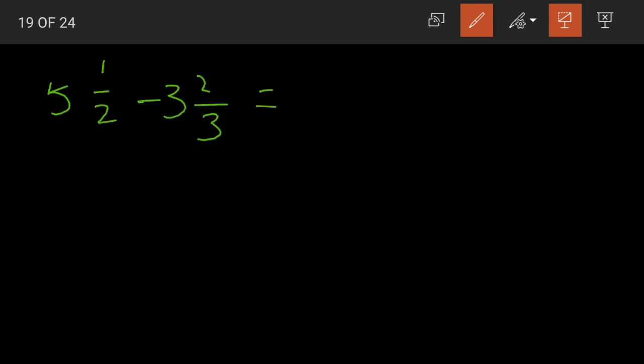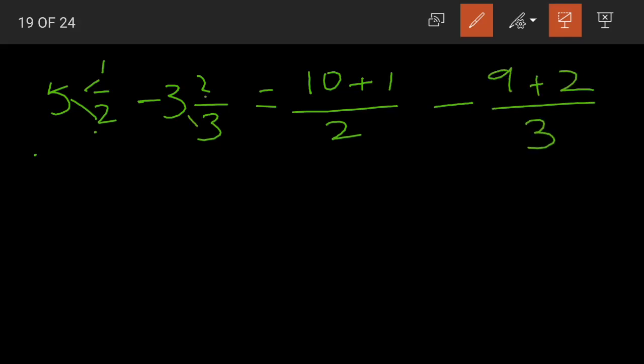Now what will our first step be? These are our mixed numbers, so our first step will be to convert them into improper fractions. 5 2s are 10 plus 1 divided by the denominator 2. Yes, students? 3 3s are 9 plus again 2 here divided by the denominator 3. 10 plus 1 becomes 11 by 2 minus 9 plus 2 becomes 11 divided by 3. Clear, students?